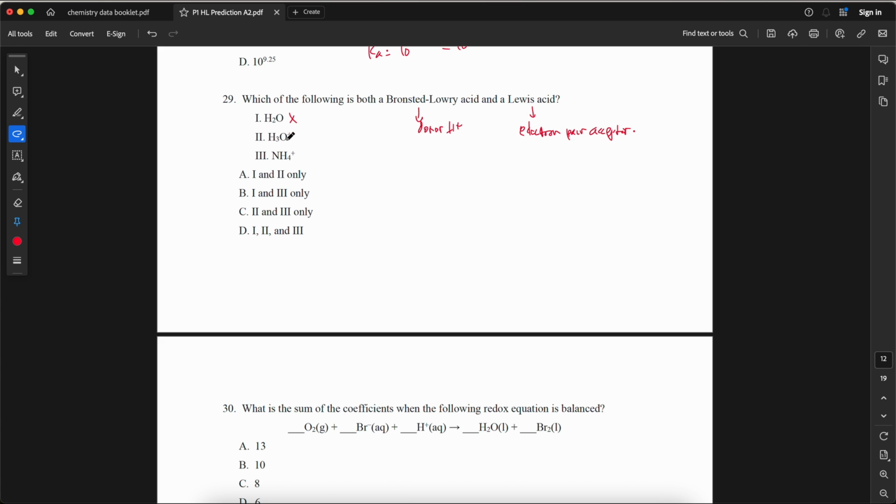H3O plus is electron deficient, so it's able to accept a pair of electrons, and it has an extra proton, so it will act as both a Bronsted-Lowry acid and a Lewis acid. The same goes for NH4 plus. It needs more electrons because it's plus, and it has an extra H plus, so it acts as both a Bronsted-Lowry acid and a Lewis acid. So the answer is C.